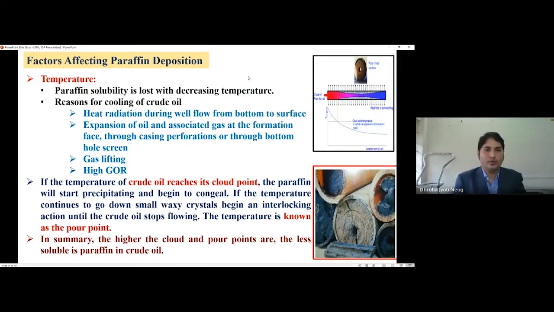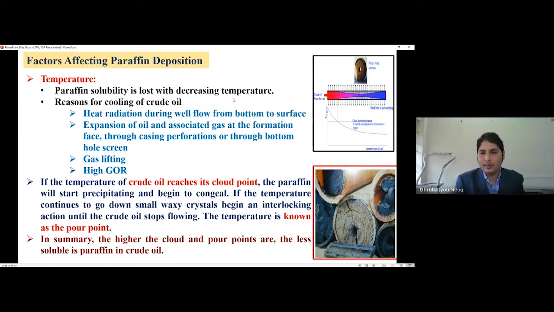Another solid deposition issue is paraffin deposition. Like hydrate formation, paraffin deposition is also a function of temperature and pressure. Both temperature and pressure play a significant role in the formation of paraffin deposits inside the formation, inside the well, and inside any part of the processing equipment. Paraffin solubility is lost with decreasing temperature.